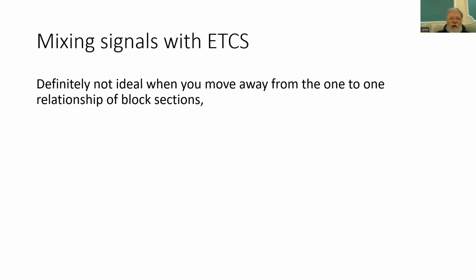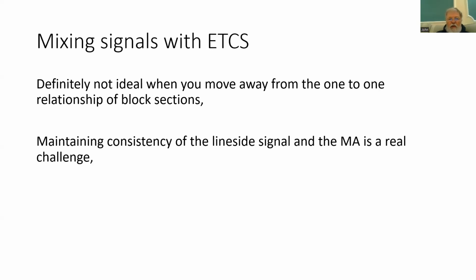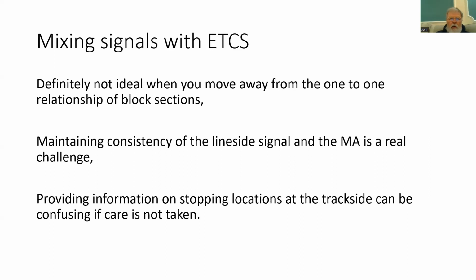Mixing signals with ETCS is not really a good idea. It's not ideal until you move away from a one-to-one relationship with the block sections. Maintaining the consistency of a line-side signal and the movement authority can be a real challenge, particularly if the signal has to display a proceed aspect, but part of the section that aspect would normally apply to is occupied, but a movement authority can be issued for the first part. Also, if you have nice bright signals at the line side, but you also need to provide information of stopping locations between those signals, that can be quite confusing for the driver, if they even are aware they're there.